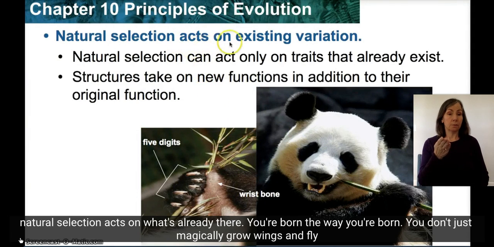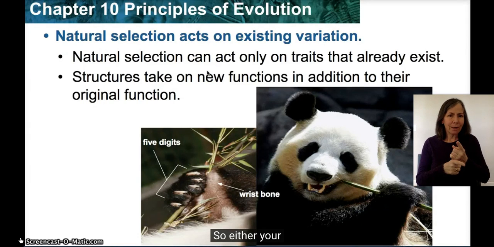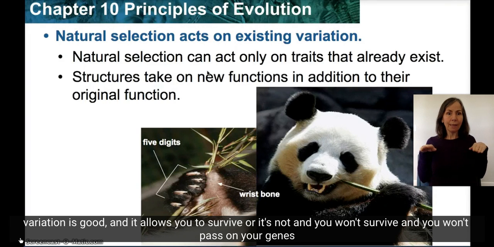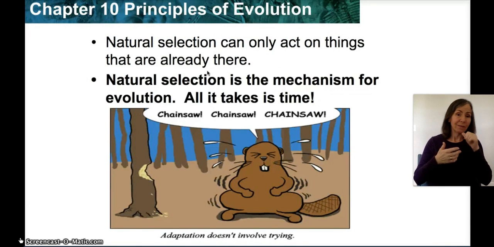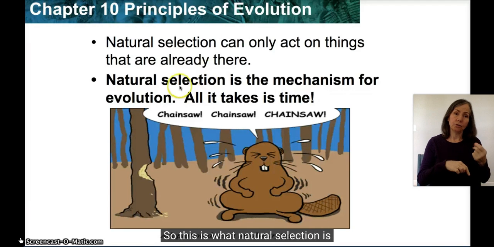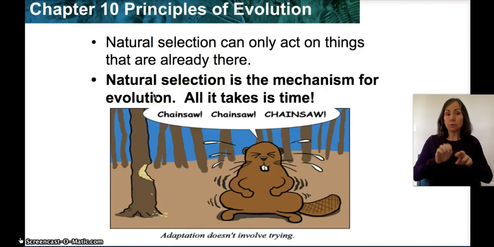Natural selection acts on what's already there. You're born the way you're born. You don't just magically grow wings and fly. So either your variation is good and it allows you to survive, or it's not and you won't survive and you won't pass on your genes. So this is what natural selection is. We kind of use the words evolution and natural selection the same. Natural selection is how evolution happens.